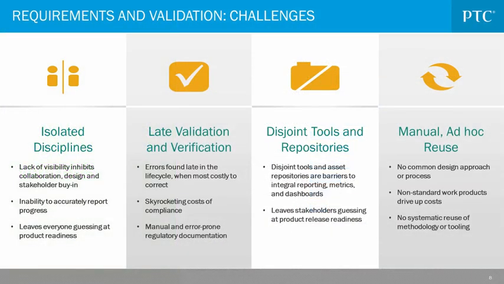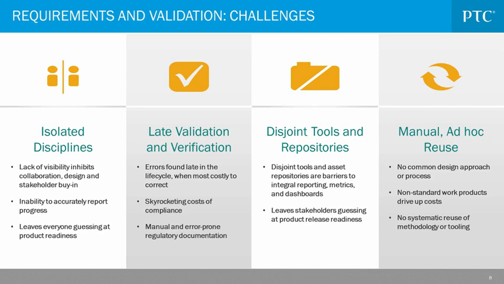If we look at typical challenges that come when you think about requirements and validation, we really focus them into four typical buckets. The first one is really around isolated disciplines, where you have this lack of visibility to understand who is working on what, who needs to collaborate with one another, and being able to share information between the different organizations. The second one is from late validation and verification processes.